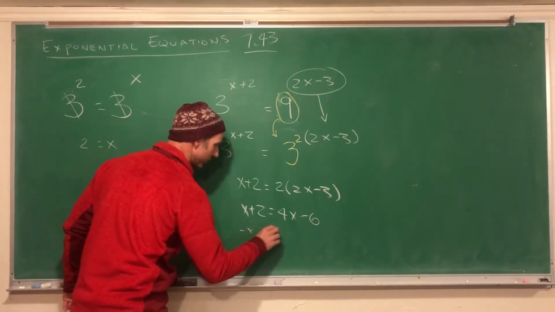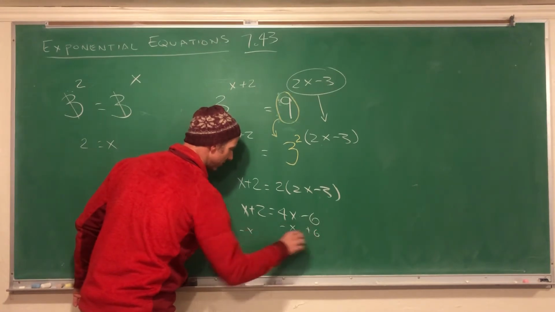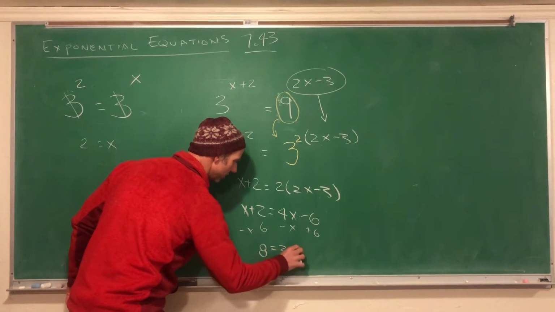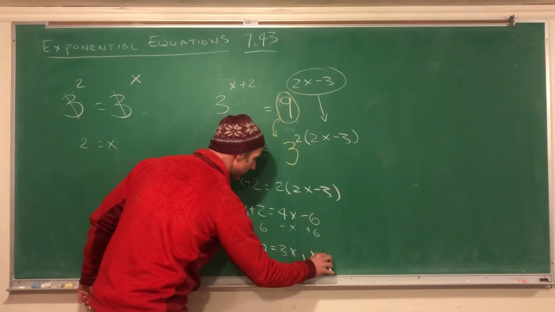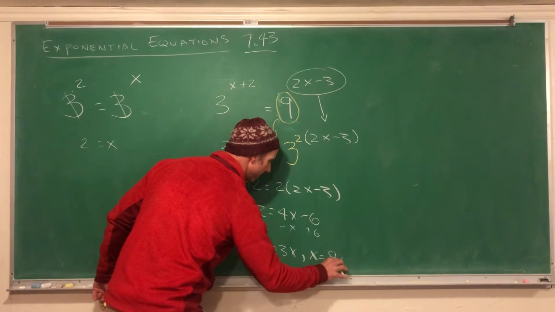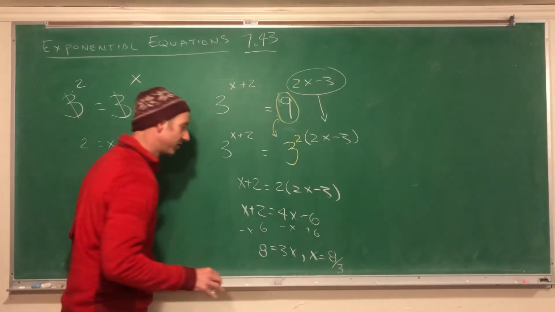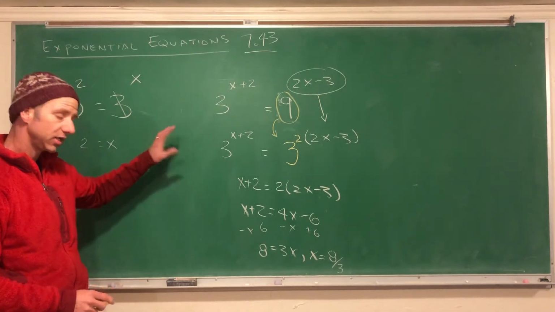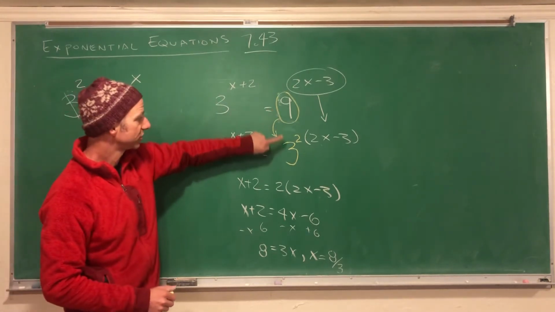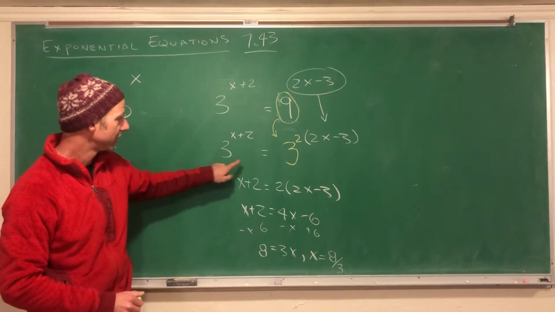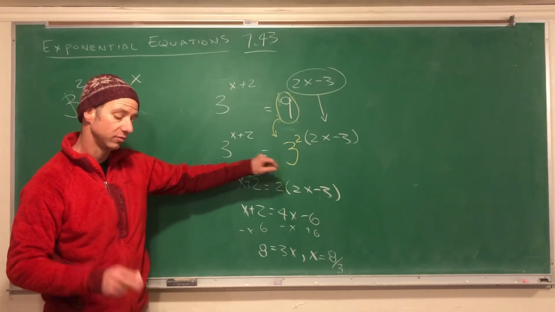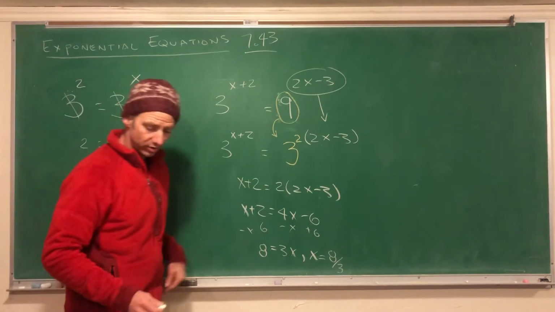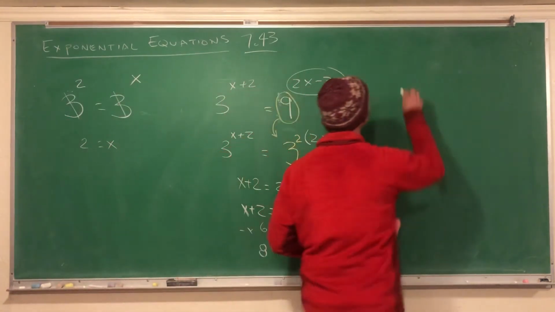Let's go ahead and simplify this. Let's take x from both sides. I'm going to add 6, so 8 equals 3x. X equals 8 divided by 3. Okay? So the trick here is this first step right here. We have to have our bases the same. Once the bases are the same, we're good to go. Let's try a handful more of these.